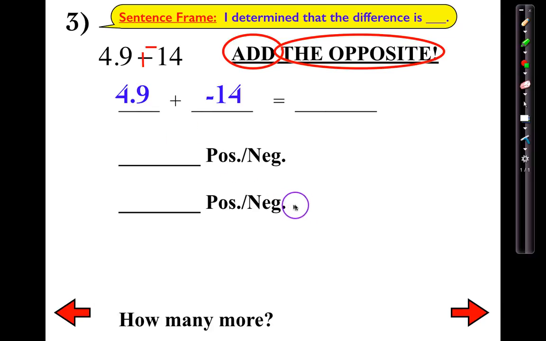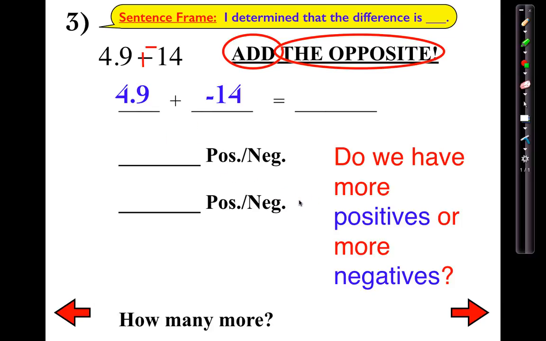Now it goes back to the same old question. Do we have more positives or do we have more negatives? Here I can see that we have more negatives, so I'm going to go ahead and write negatives first. There are 14 of them total. The next thing, since I already looked at negatives, is take a look at positives. How many positives do I have? Well, I have 4 9/10 positive, so I'm going to go ahead and write that below.